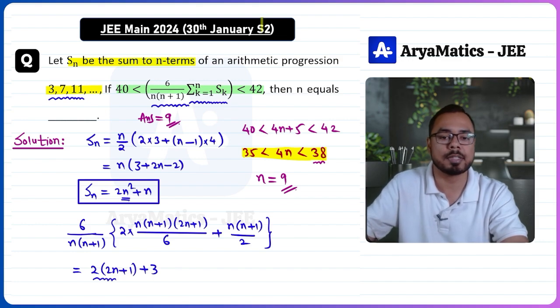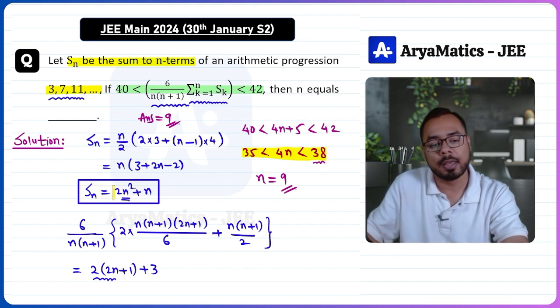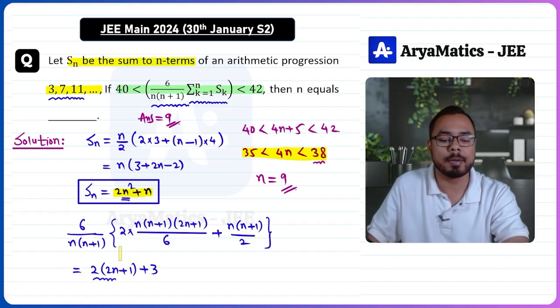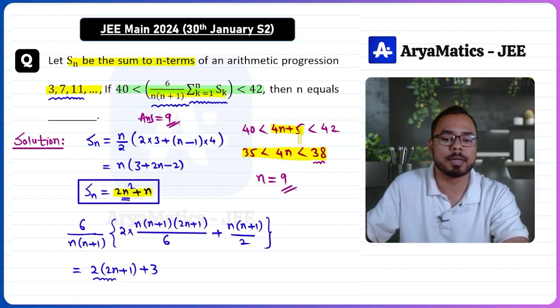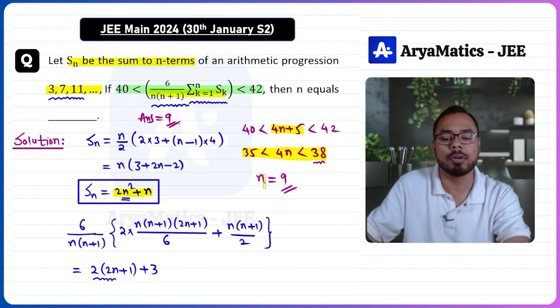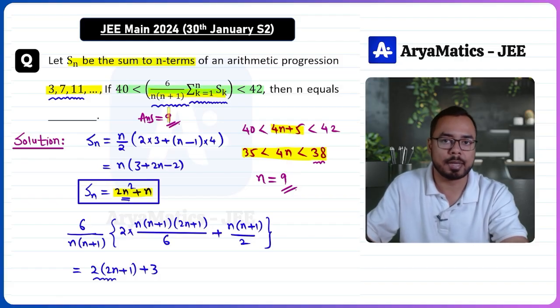So this was a problem where first we had to calculate Sn and then calculate sigma Sn. After simplifying, we got this expression as 4n plus 5. So 4n plus 5, that should be between 40 and 42, and from there we got n as 9, and that is the correct answer for this problem.